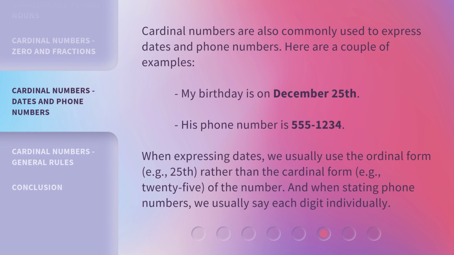Cardinal numbers are also commonly used to express dates and phone numbers. Here are a couple of examples. My birthday is on December 25th. His phone number is 555-1234. When expressing dates, we usually use the ordinal form, e.g., 25th, rather than the cardinal form, e.g., 25, of the number. And when stating phone numbers, we usually say each digit individually.